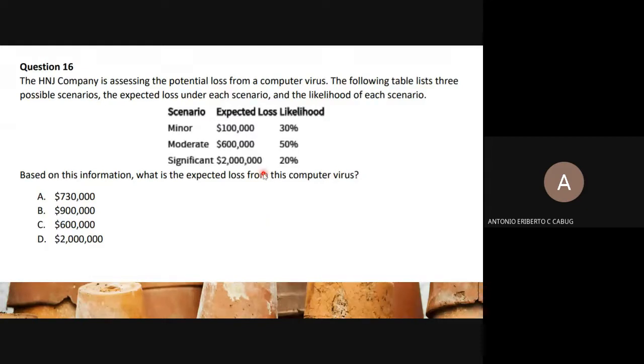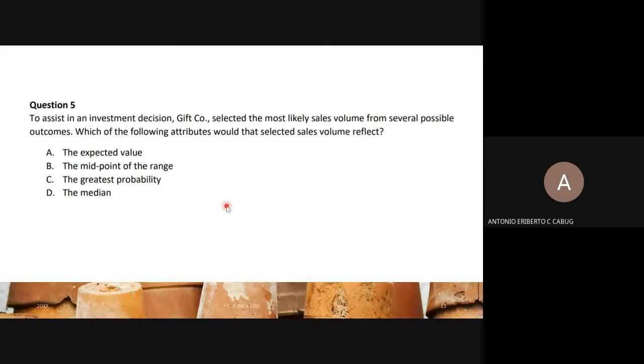Okay, this is an easy one. The correct answer is A, $730,000. Na-discuss na natin ito, no? Yung general definition ng expected value, just contextualize it in calculating the losses, no? Contextualize it in calculating expected loss. Okay? 100k times 0.3, 600k times 0.5, 2 million times 0.2. $730,000, letter A. Okay?